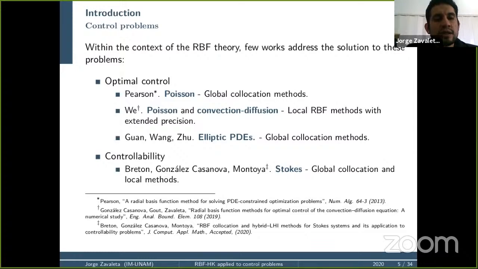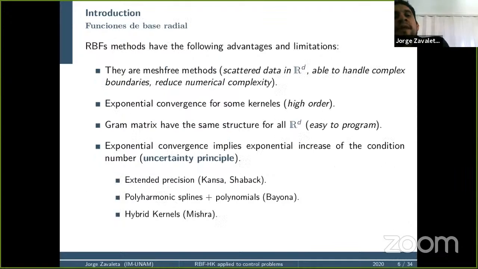On the other hand, we have controllability. The only work that I am aware of that uses radial basis function methods to solve controllability problems numerically is the work done by Breton, González Casanova, and Montoya. They use global collocation and local methods to solve the null controllability of Stokes equations. So there are very, very few works related to this topic.